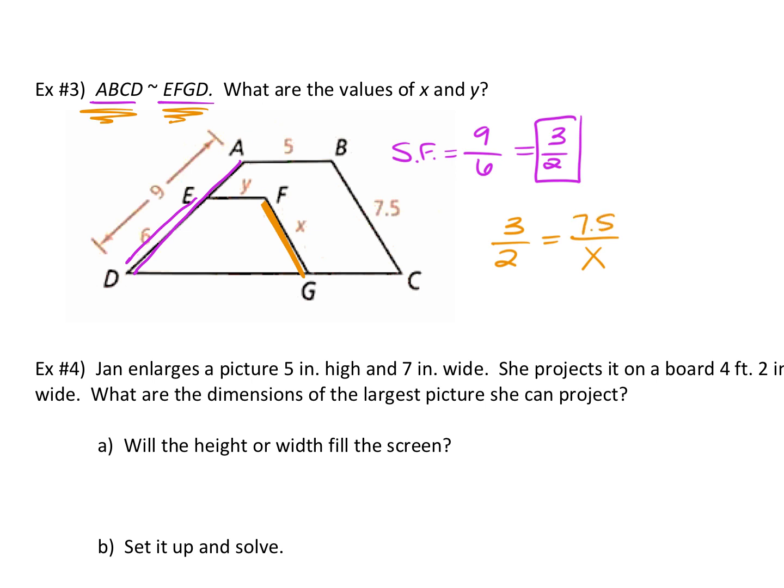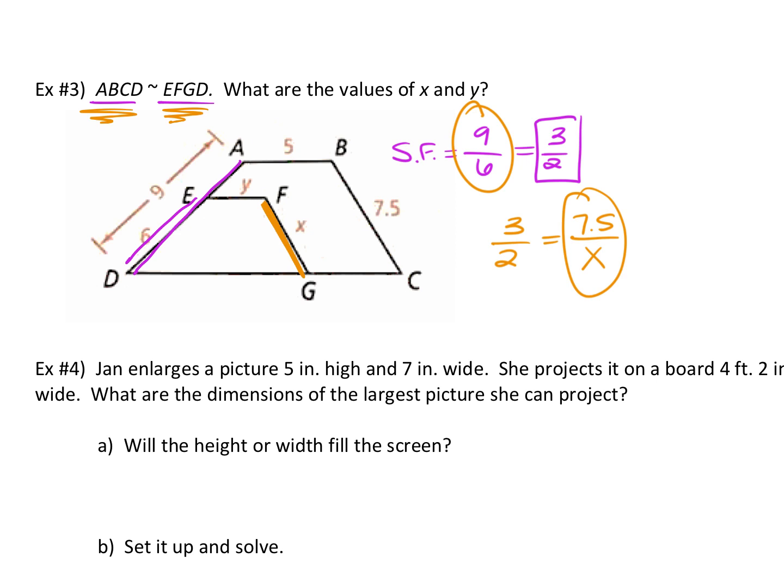Now, question. If I had flipped it 2 to 3, could I have set it up 7.5 over x? No. Could I have set it up x over 7.5? Yes, right? You just have to keep the corresponding parts with each other. Could I have set it up that 9 over 6 equals 7.5 over x? You'll get the same answer, right? It's going to get you bigger numbers in the cross multiplying, but once you divide, you'll get the exact same answer.